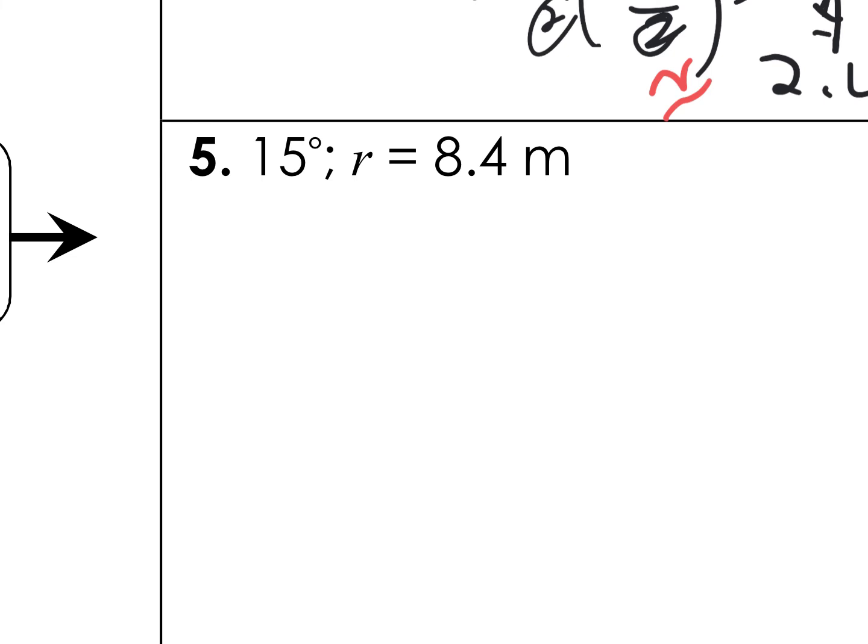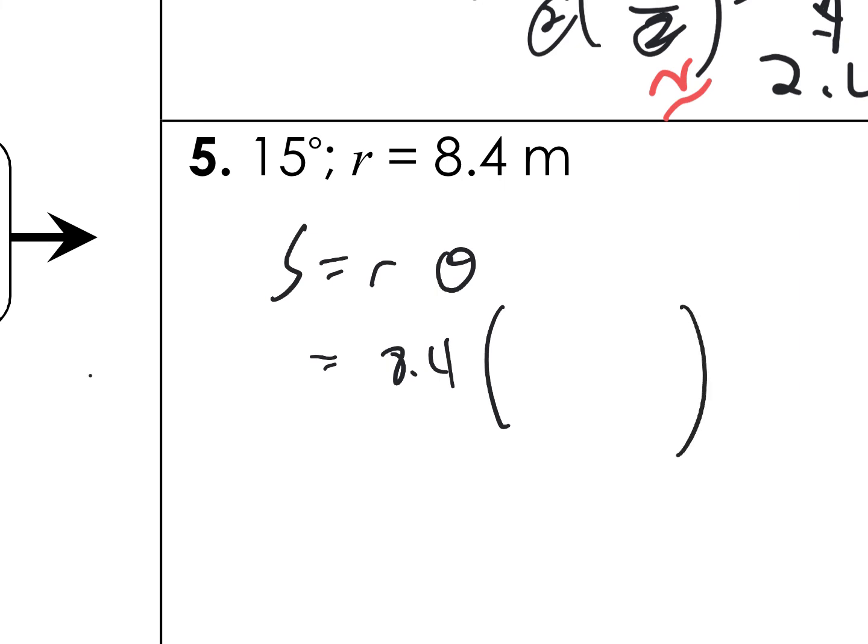Anyway, moving on. So S is still r theta. And in this case, r is 8.4 meters. And here's what I'm going to do. I'm going to kill two birds with one stone. I know I'm looking at 15 degrees, but how can I cancel it out and turn that into radians? What could I multiply 15 degrees by? Isn't it pi over 180? Exactly. It's pi over 180 degrees.